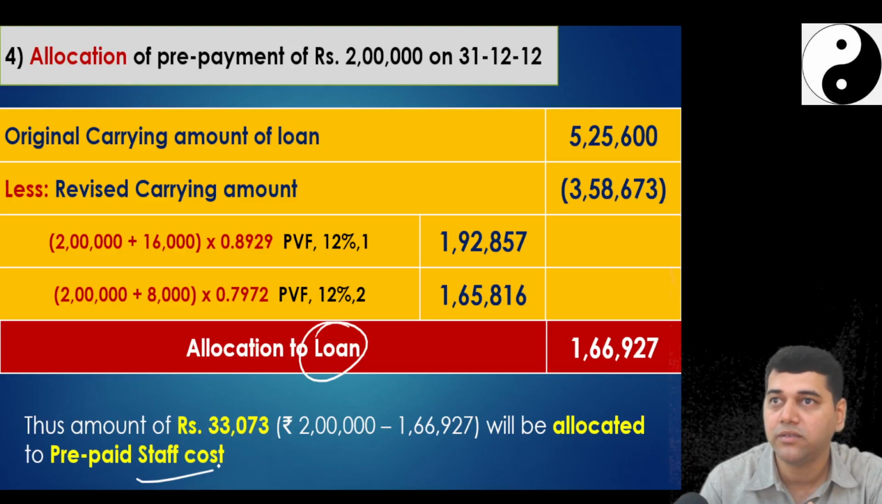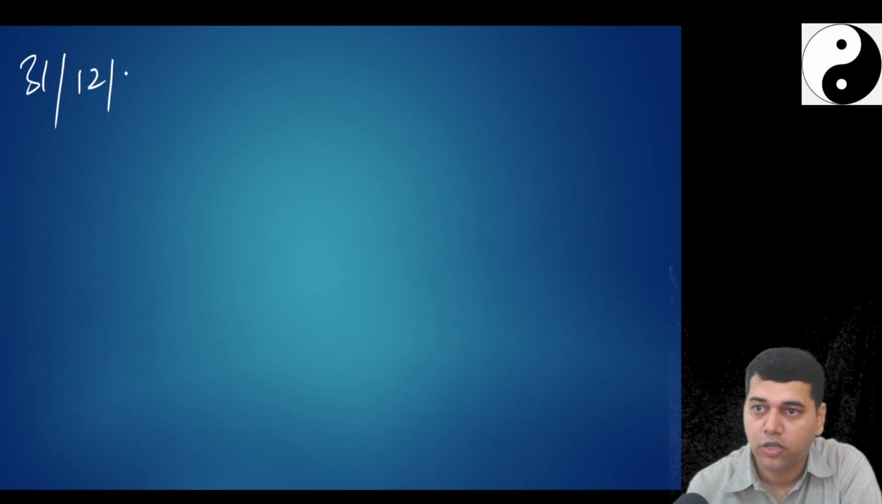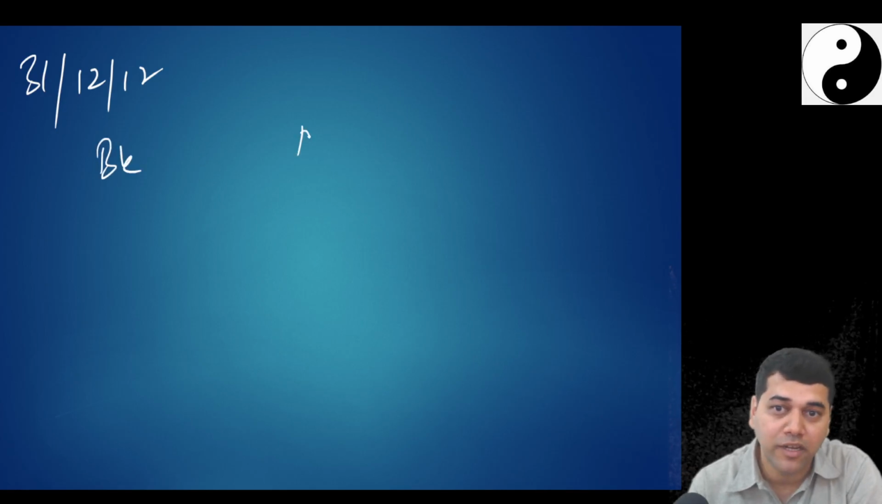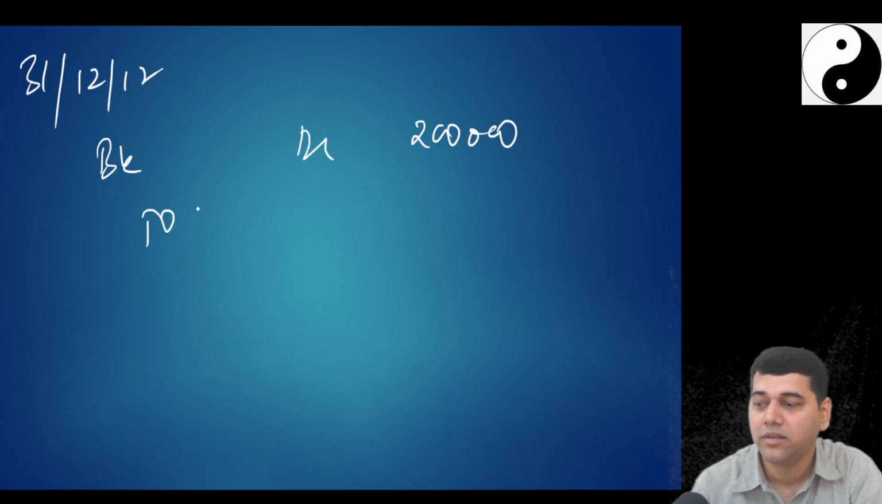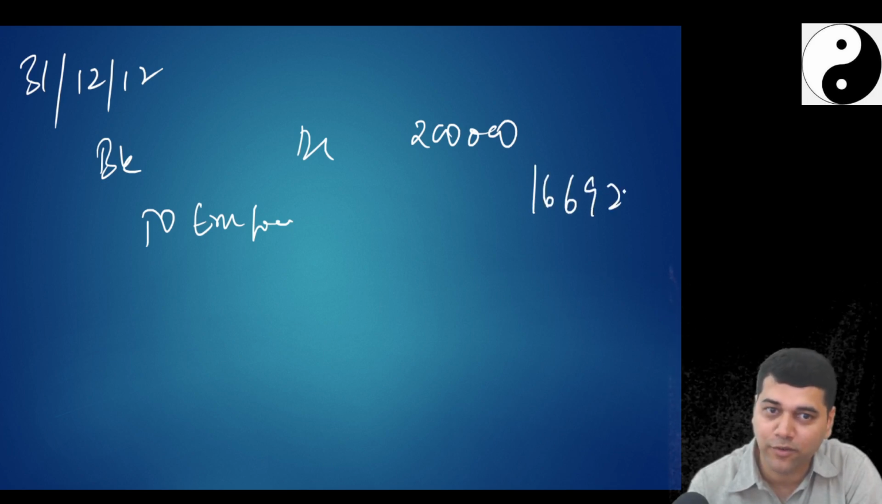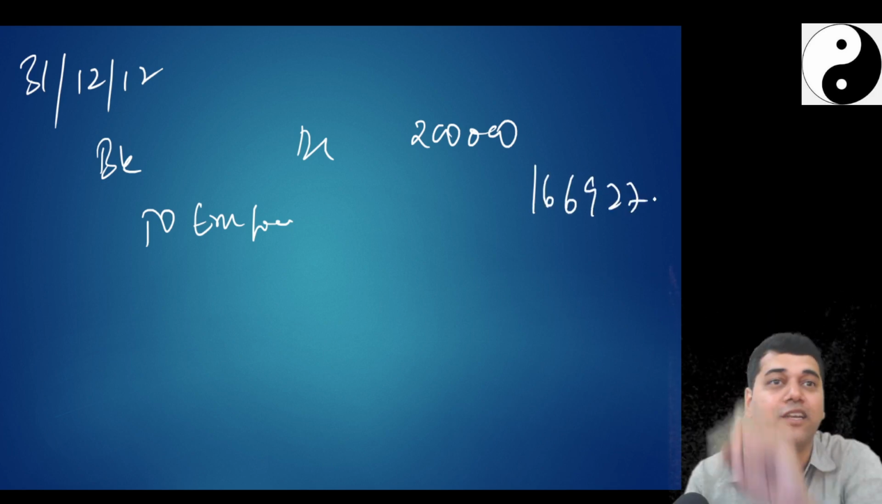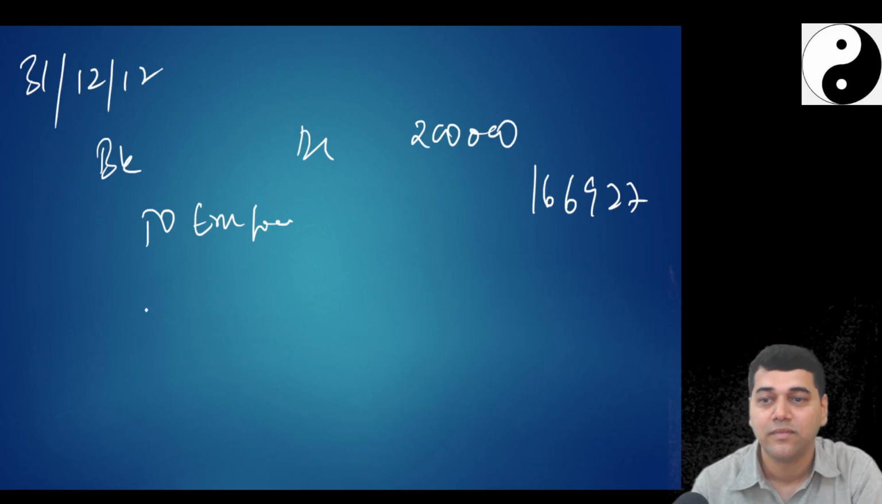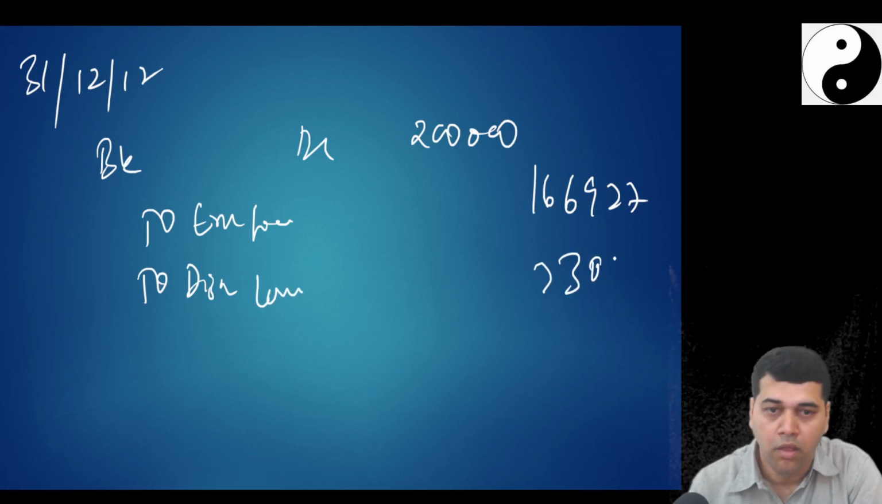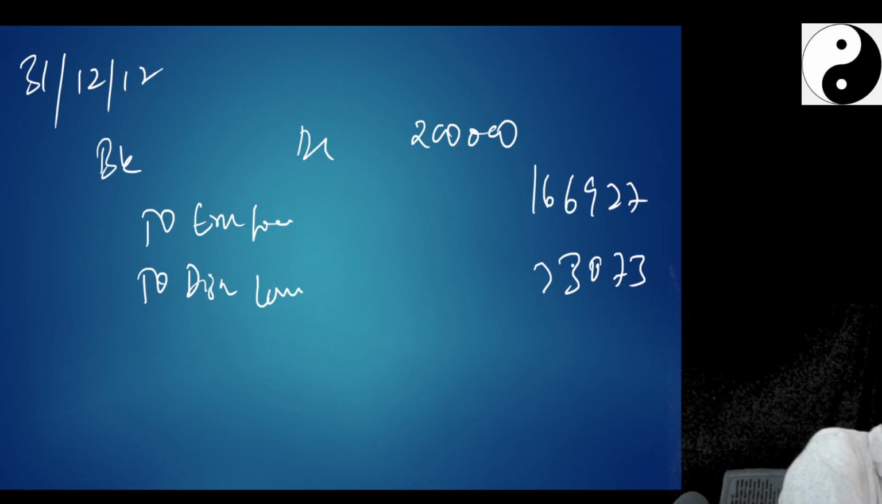I will proceed further. Clear, no, so on 31st December 12, I passed only one leg of the entry. Bank account debit, how much? 2 lakh. To what? Employee loan, how much? 1,66,927. And if you see, this is an opposite of the initial recognition entry. To discount on loan 33,073.